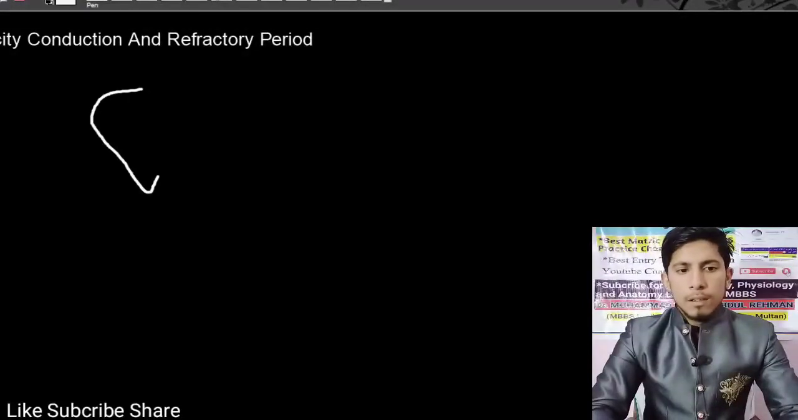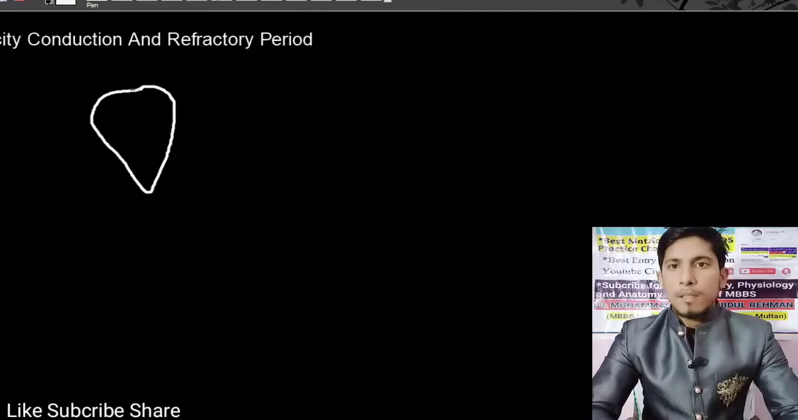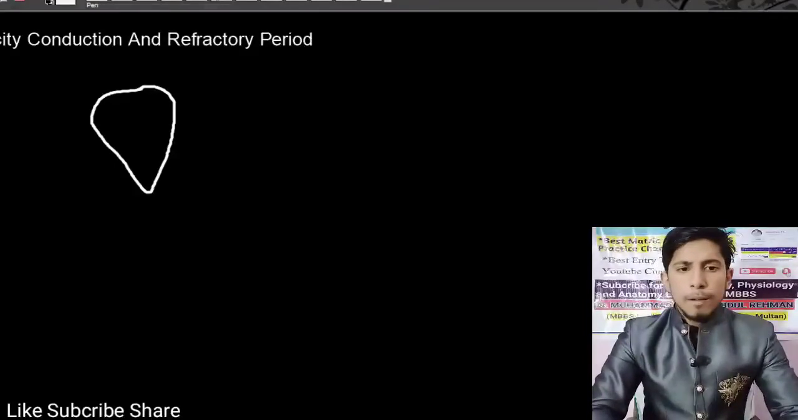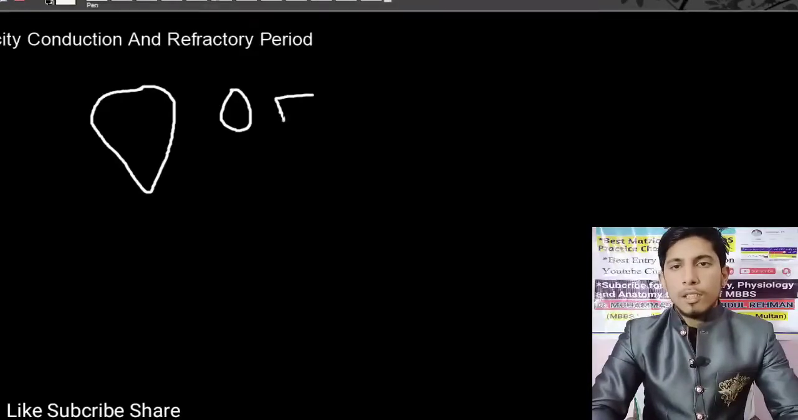In the heart, the conduction velocity of atrial muscle fibers that conduct impulses from the SA node to the AV node is between 0.3 to 0.5 second.